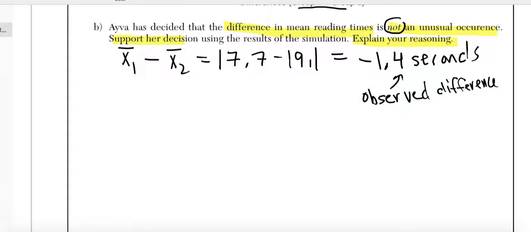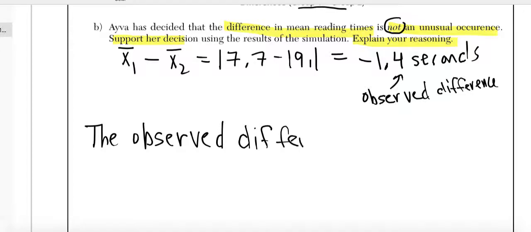So Avia decided that her difference in mean reading times is not an unusual occurrence. Support her decision using the results of the simulation. So the observed, that's just what we saw, right? Difference of -1.